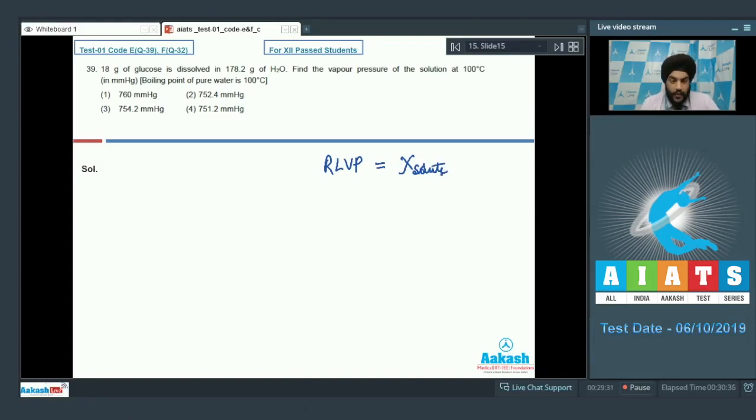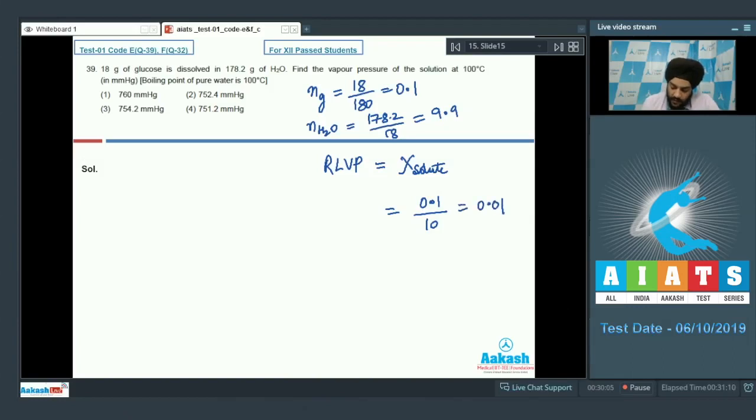So we can talk about the moles of solute and the solvent. So there are 18 grams of glucose. So N of glucose will come out to be equal to 18 upon 180, which is its molar mass. So this will be 0.1. And if we talk about the moles of the solvent, which is N of H2O, that is equal to 178.2 divided by 18. So this gives us a value equal to 9.9. So if we talk about the mole fraction of solute, students, it is equal to 0.1 by 10. So this is equal to 0.01.